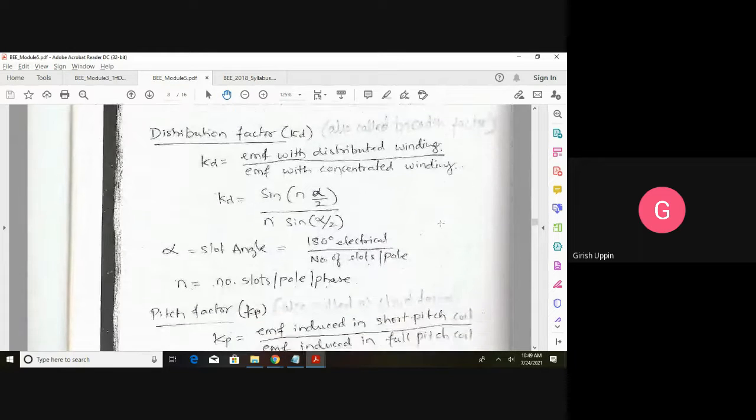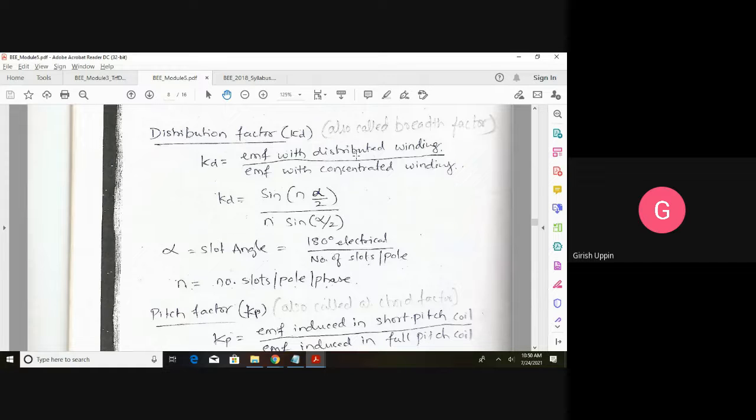So distribution factor, also called the breadth factor, is the ratio of the EMF with a distributed winding to the EMF with a concentrated winding. This is the formula: sine n alpha by 2 divided by n sine alpha by 2. There won't be any problems based on distribution factor, so you need not remember the formula. Just remember this definition: it's a ratio of the EMF with a distributed winding to the concentrated winding.